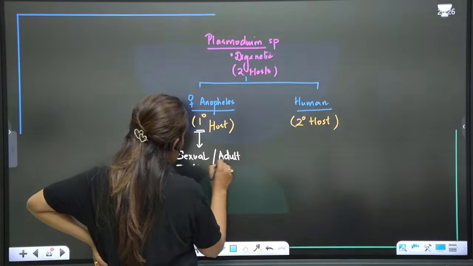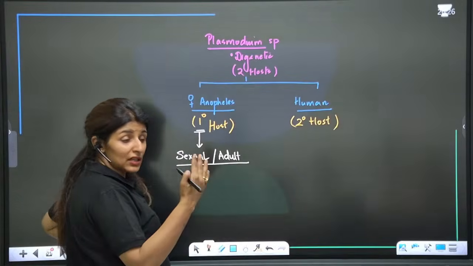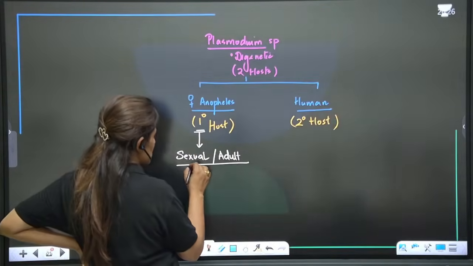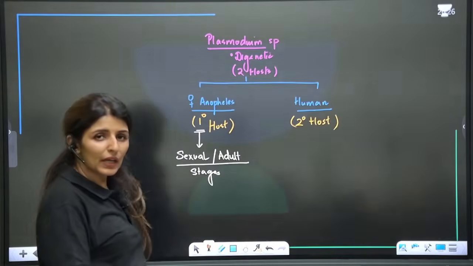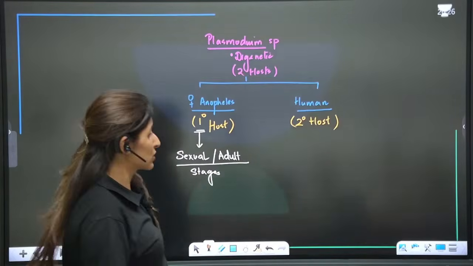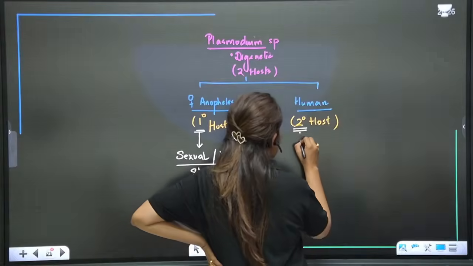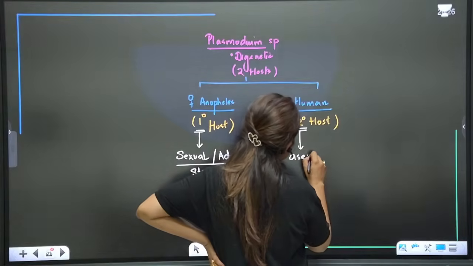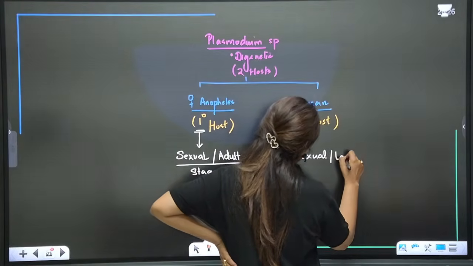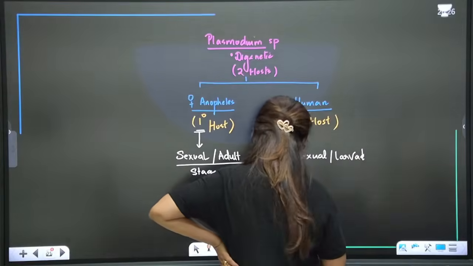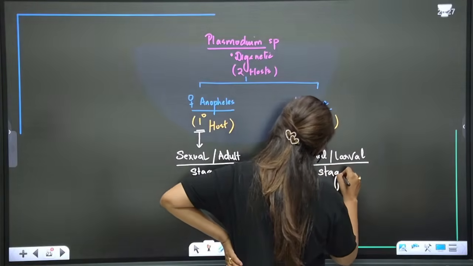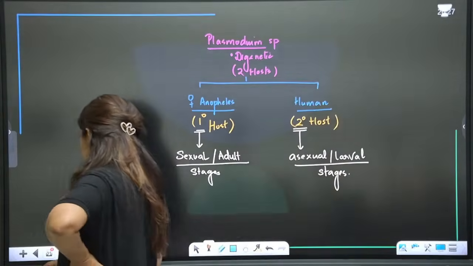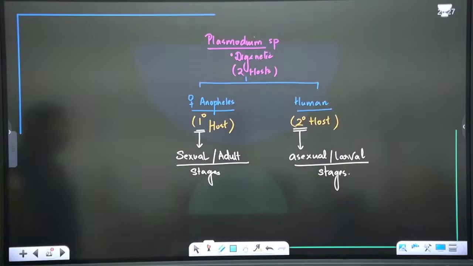So that means gamete formation, fertilization, zygote formation, all those stages, that cycle will go on in the primary host, and that is why Anopheles is regarded as the primary host. While in case of human, the secondary host, we only get to see the asexual or the larval stages. Is that clear? Are these points clear to everyone? Please tell me. Right? So this is the nature of Plasmodium.